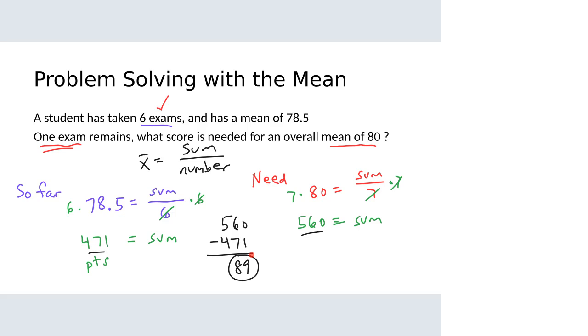And yes, you're exactly right, Genesis. That 7 is a key part of this problem, and you nailed it. Yep.